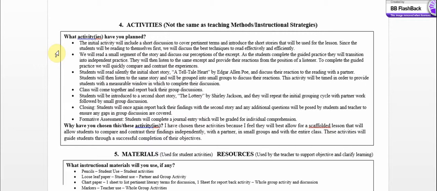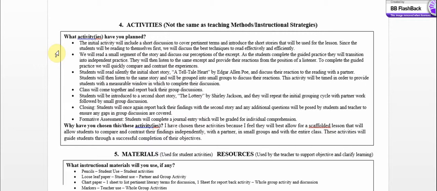I think it's important to keep students on track by giving them an allotted amount of time in which to complete their discussion. That way, they don't have the opportunity to deviate and to get off task, since they know they will be held accountable for their work in the allotted amount of time. Next, class will come together and report back their group discussions. At this point, their group discussions will finalize the portion of A Telltale Heart by Edgar Allan Poe, and any gaps in the discussion can be filled at that time.